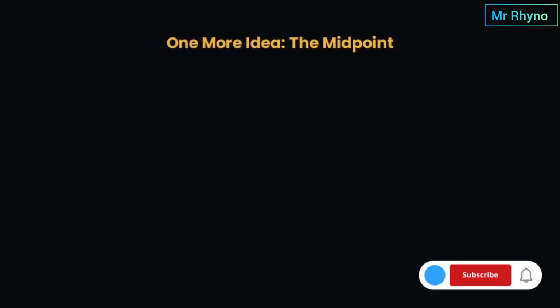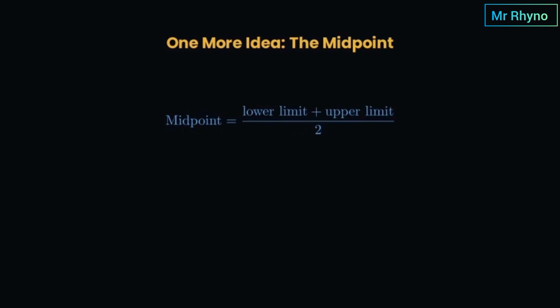One more idea before we calculate anything. The midpoint, also called the class mark, is simply the average of a class's lower and upper limit, the single number that represents that whole range. For example, the midpoint of 20 to 30 is 20 plus 30 divided by 2, which equals 25. Every single method today, mean, mode, and median, is built on these two ideas, frequency and midpoints.